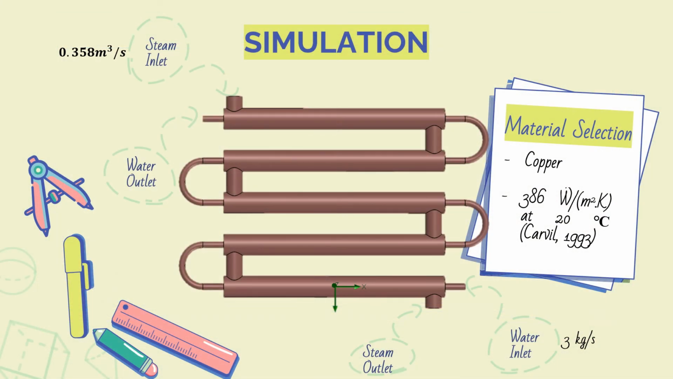Thus, for the simulation, the heat exchanger was designed as a double flow heat exchanger where the steam flows in the outer tube at 0.58 meter cube per second, which has been discussed before. The water inlet was at the opposite end of the tube, allowing the water to flow in the system at 3 kg per second. For this design, copper was chosen as the material as it has a high heat transfer coefficient of 386 watt per meter square Kelvin at 20 Celsius.